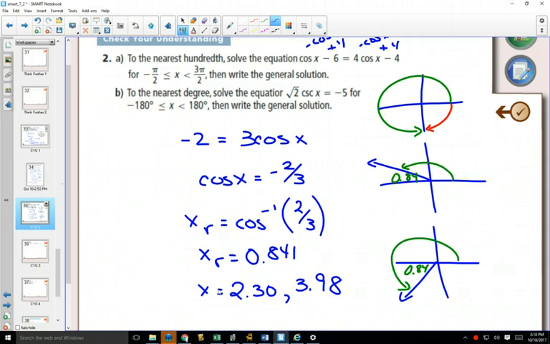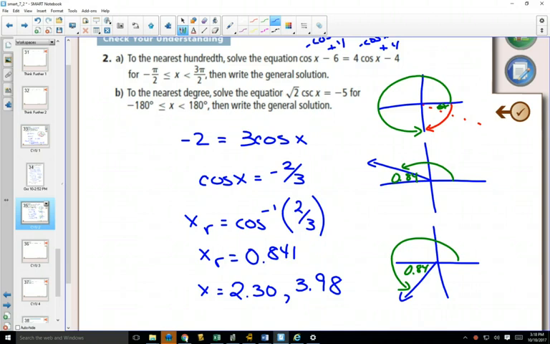So if we had an answer in the fourth quadrant, so let's say there was an answer here, well, this would still be your reference angle, and so it would now just be negative whatever your reference angle was. If it was that 0.84, then it would be negative 0.84. But we don't have any answers in quadrant 4, so we happen to have these.